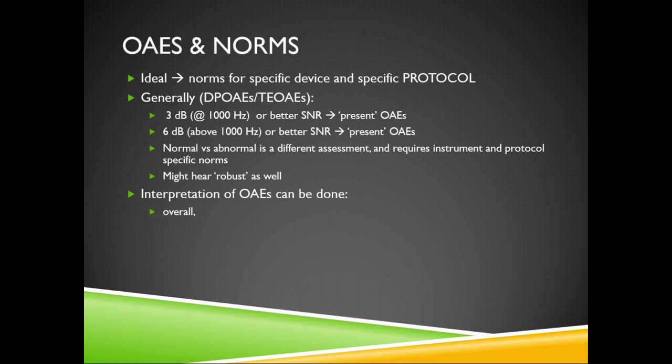Interpretation of OAEs can be done overall, by frequency range, and in conjunction with the audiogram. And ideally it should be all three. So you may be able to look at the OAEs and say, OAEs were present at all frequencies measured, and that's a great simple interpretation. You may be able to say, OAEs were not present at any frequency. But if they are present at some and absent at some, then that's how they need to be reported. Or, in some cases you can say, OAEs were consistent with the audiogram, and then provide the OAE printout.